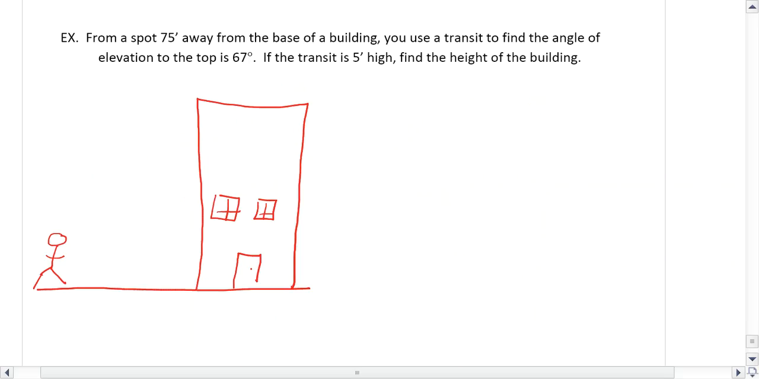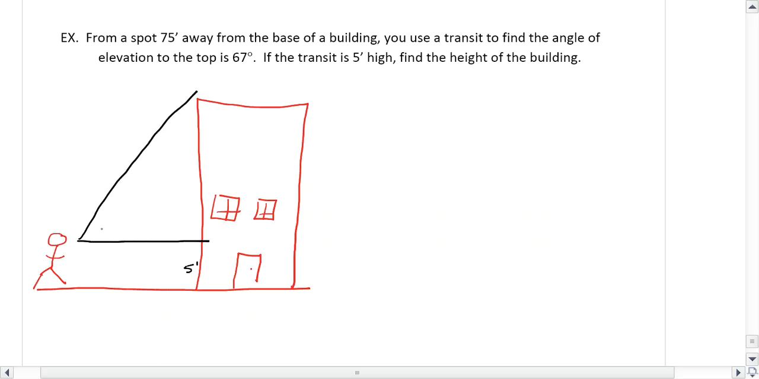All right, in this last example, we are standing 75 feet away from the base of a building, and we're looking through a transit, which is like a tool, kind of like a telescope they look through to measure angles and distances. So the transit is 5 feet off the ground, and we are 75 feet away from the building. So the horizontal is not on the ground this time. It's up here, 5 feet above the ground. And we have used the transit to measure the angle of elevation to the top of the building here.